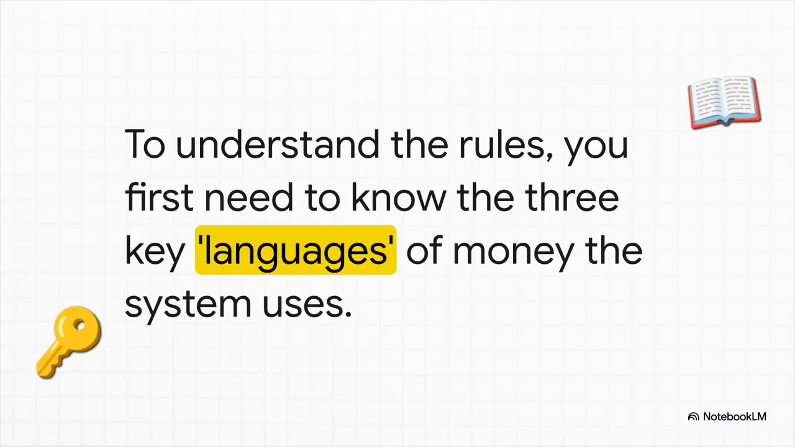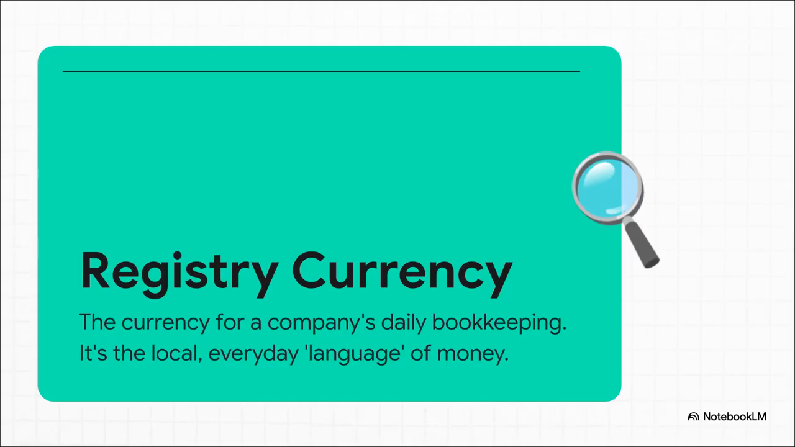So it helps to think of these not just as types of money, but as three different roles or jobs that money can have. Understanding these roles is really the key that unlocks this whole process. First up, we've got the registry currency, or moneda de registro. This one's the most straightforward. It's the local, on-the-ground cash. For our taco shop in Mexico City, it's the Mexican peso. It's what they're using for everything local, paying their employees, buying avocados, and ringing up sales in their day-to-day books.